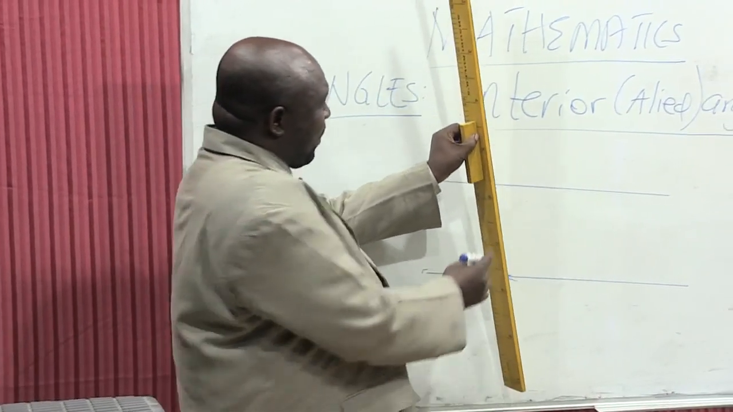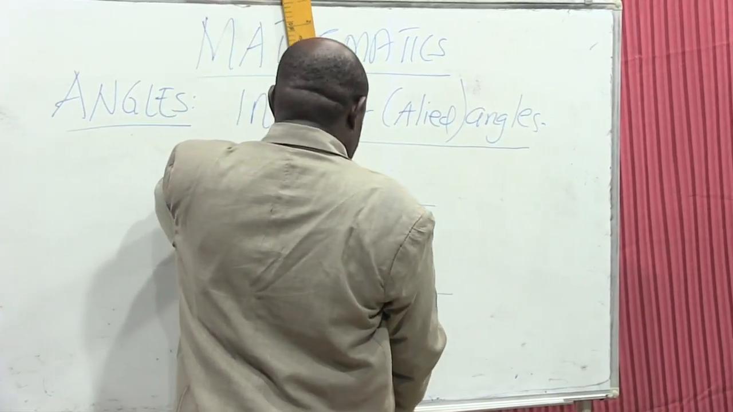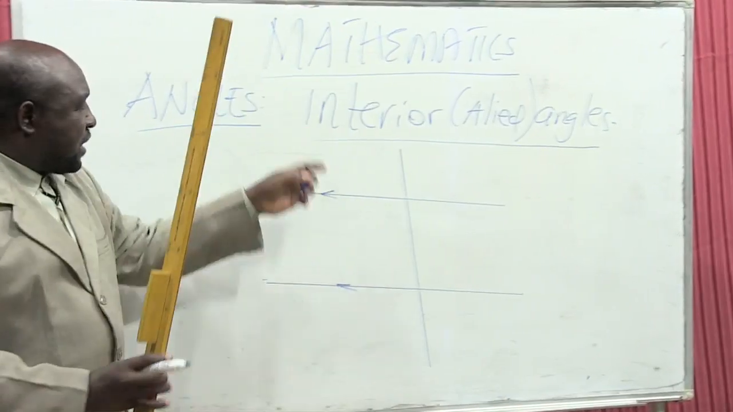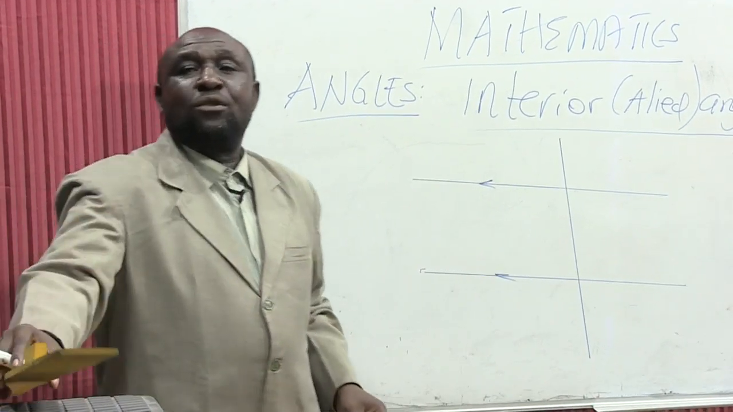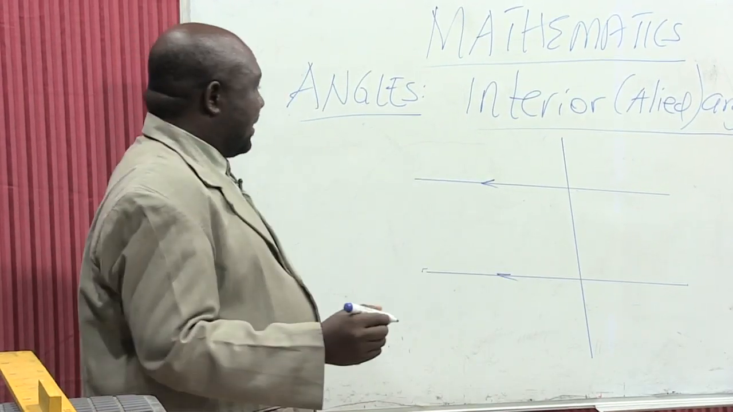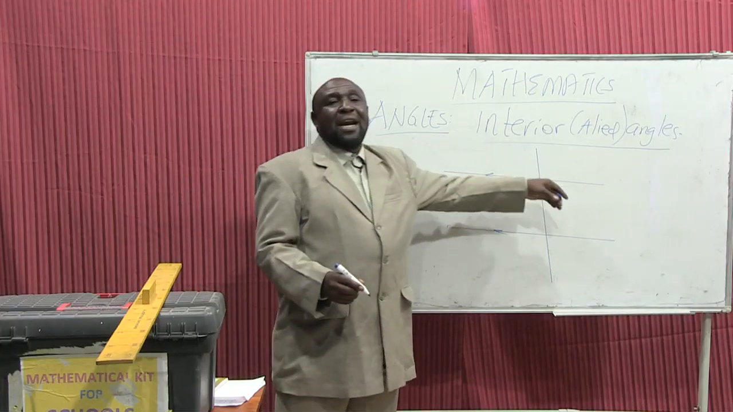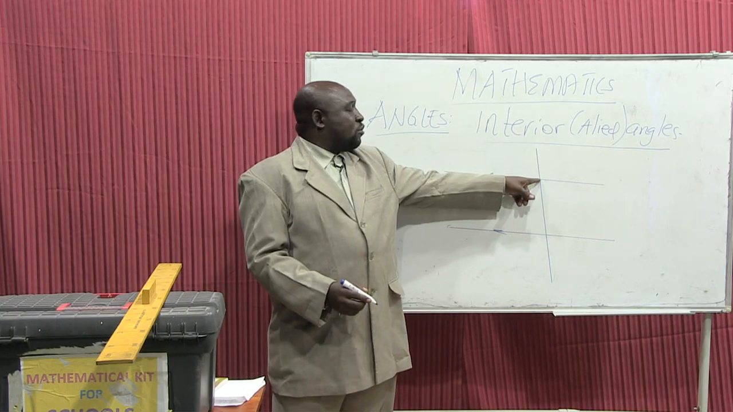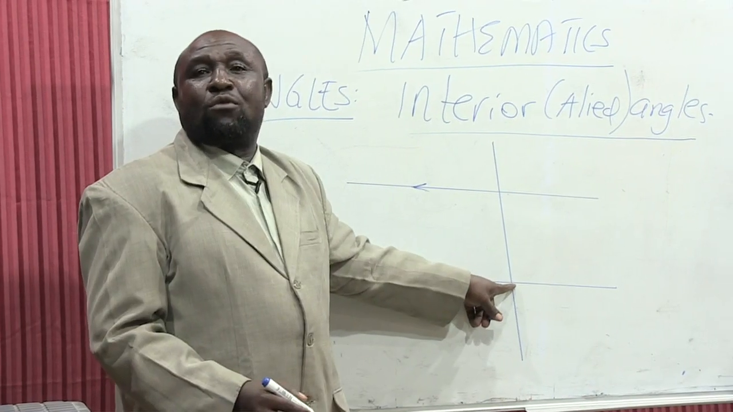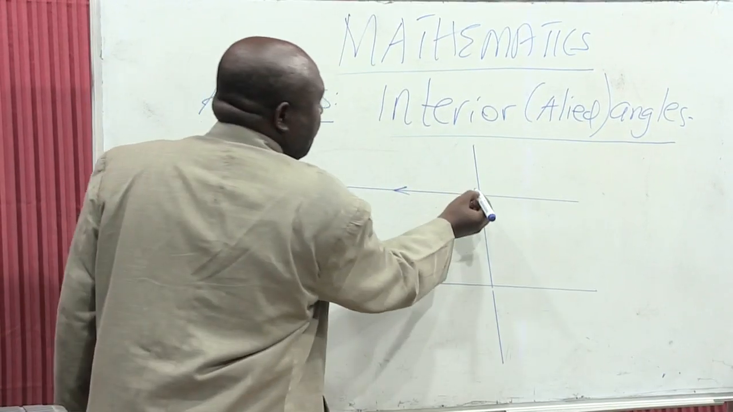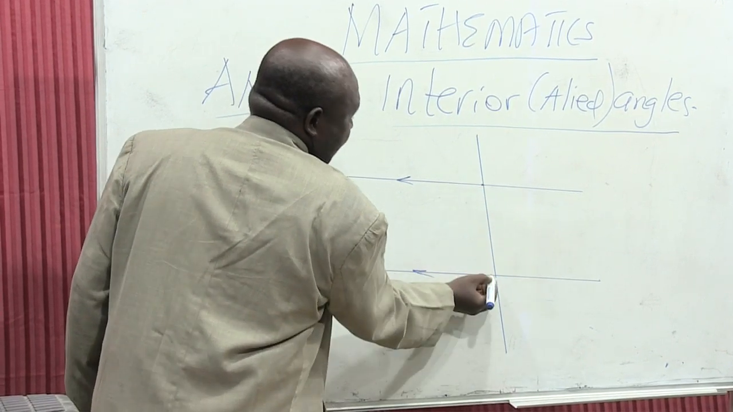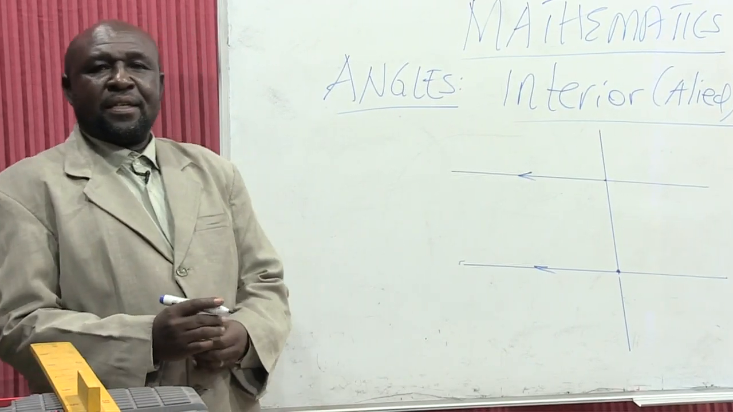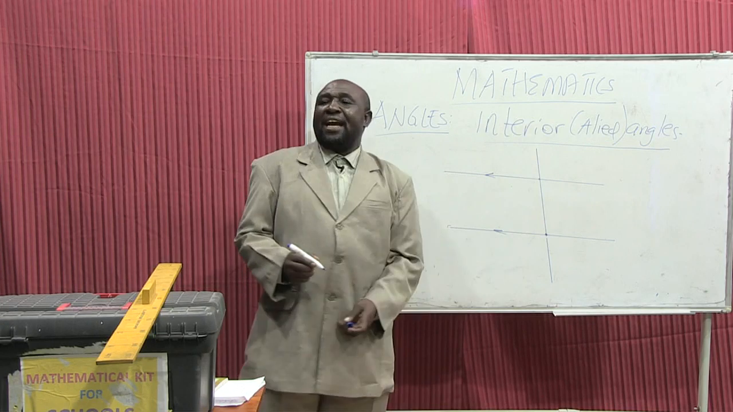And then another line which is drawn straight across the two lines, we call it a transverse line. Because the two lines are crossed by a straight line, angles are formed at this particular point and at that particular point. So angles are formed here and here. Okay? Now we are discussing about interior angles.